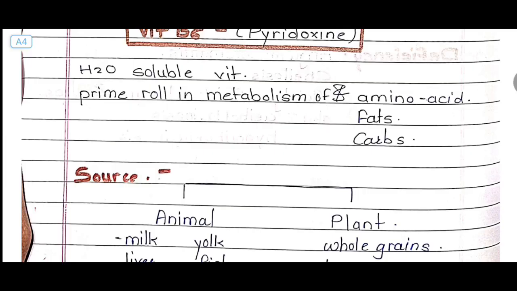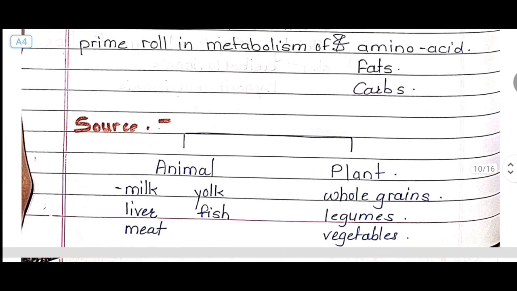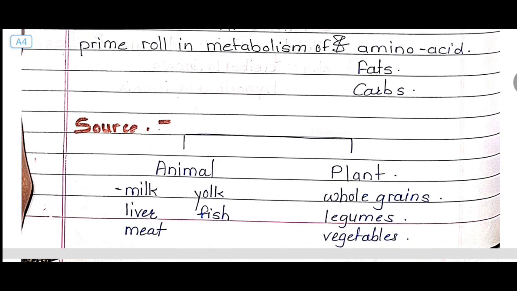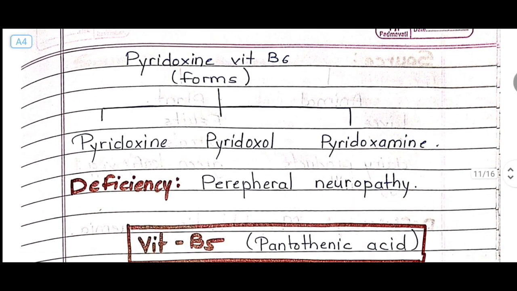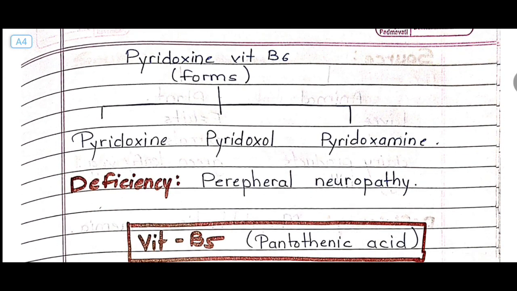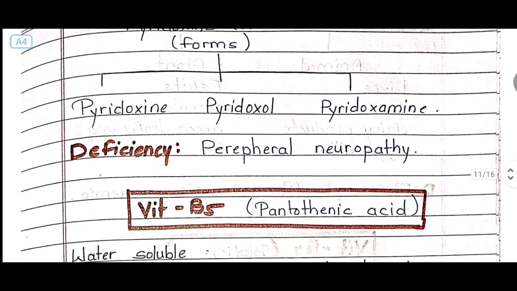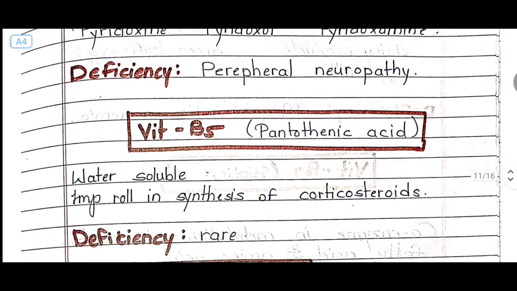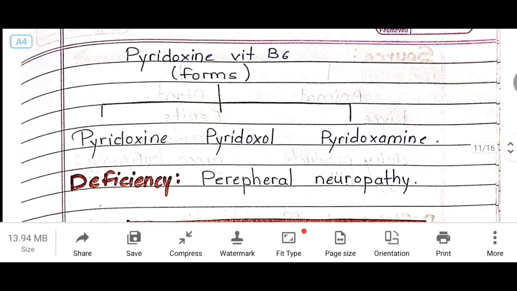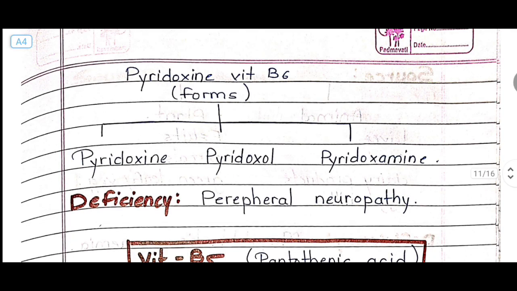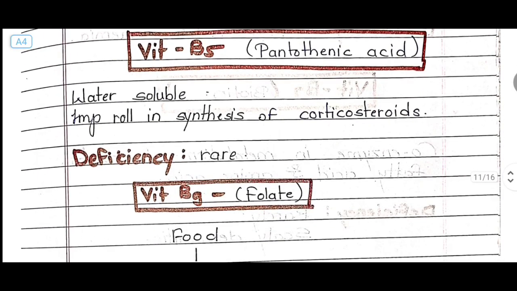Vitamin B6, pyridoxine, a water-soluble vitamin, has a prime role in metabolism of amino acid, fat, and carbs. Sources: animal source and plant source. Animal sources are milk, liver, meat, yolk, and fish. Plant sources are whole grains, legumes, vegetables. Vitamin B6 forms are pyridoxine, pyridoxal, pyridoxamine. Deficiency of vitamin B6 causes peripheral neuropathy.